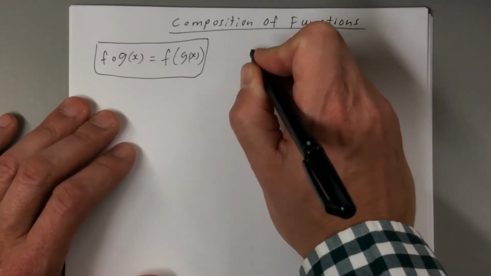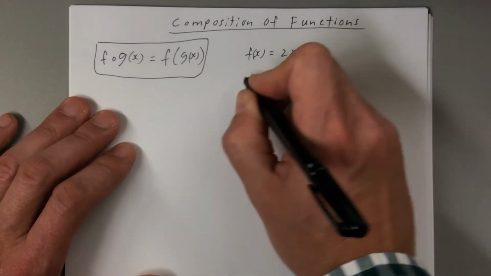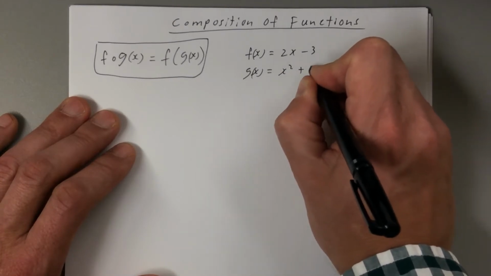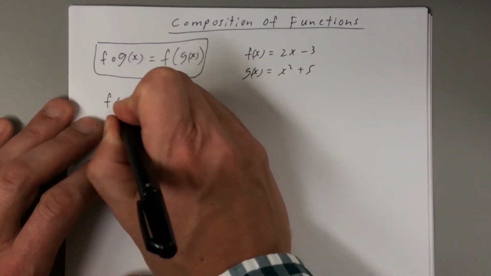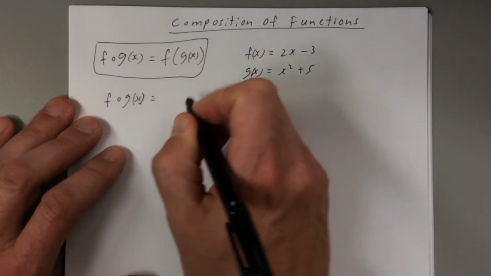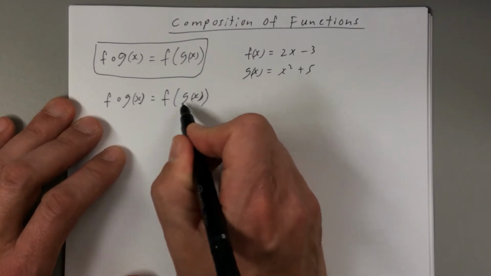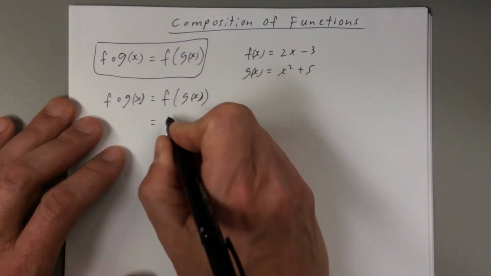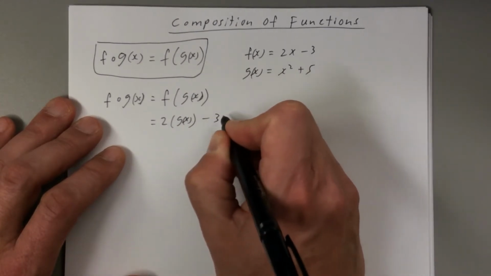Let's give an example here. What if you have f of x equals 2x minus 3 and g of x equals x squared plus 5? Those are two functions. If I want to compose them, if I want to do f circle g of x, then I'm just going to write f of g of x, and I'm going to take whatever g of x is and sub it into x for f of x. So that's going to be 2 times g of x minus 3.